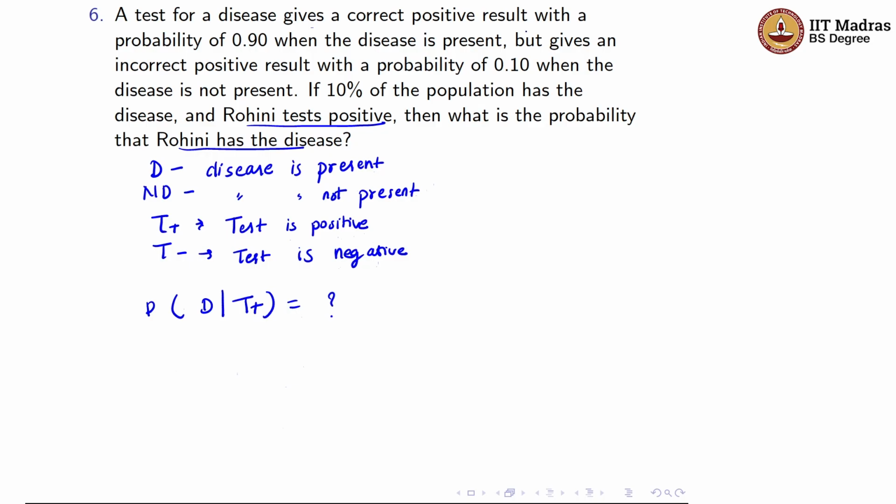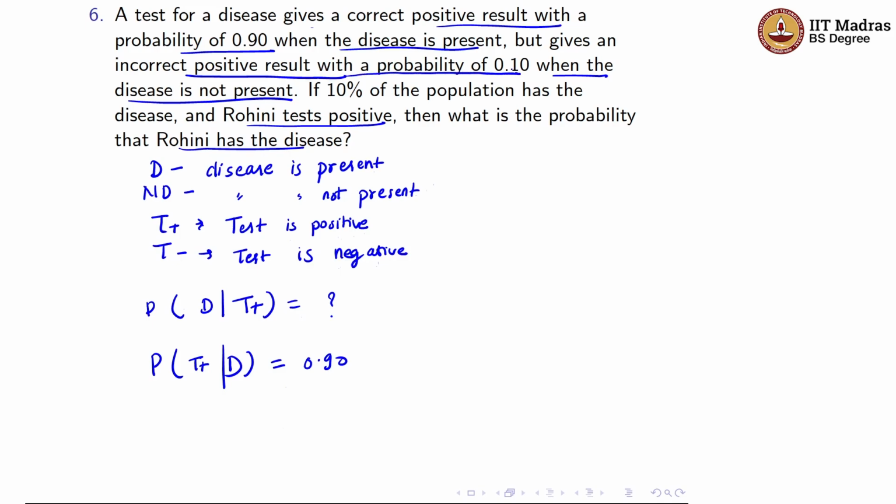We are given that when the disease is present, the test gives a positive result with the probability 0.9. So the probability of T plus given D is 0.9. Again, it is given that when the disease is not present, there is an incorrect positive result with the probability of 0.10. So we can write that the probability of T plus given ND, which means the test is positive given that the disease was not present, is 0.10.